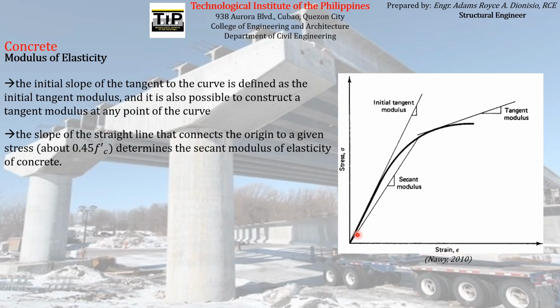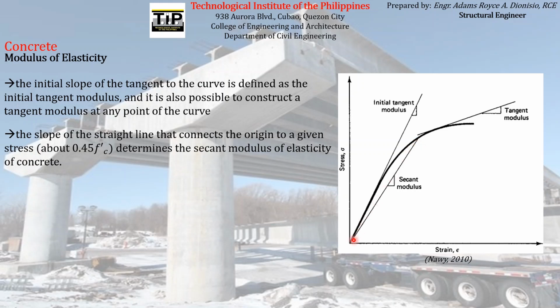So actually, the modulus of elasticity that we usually use in the design is not the initial tangent modulus, the slope of the first part of the stress strain curve, but rather we usually use the slope of the line that connects the origin to a certain point on the curve, which is usually at a stress of 0.45 fc prime.